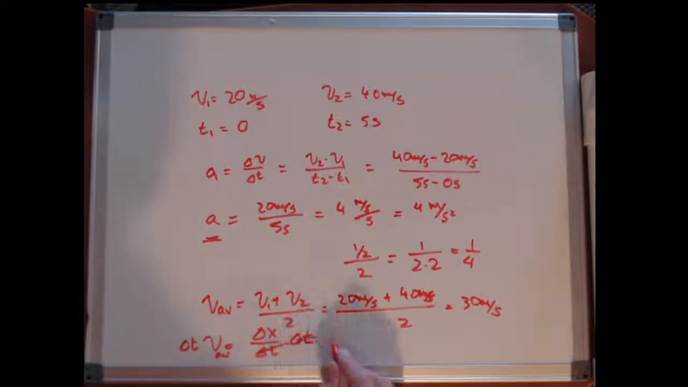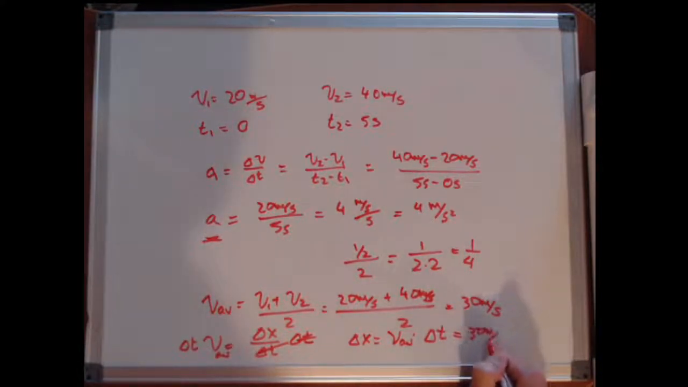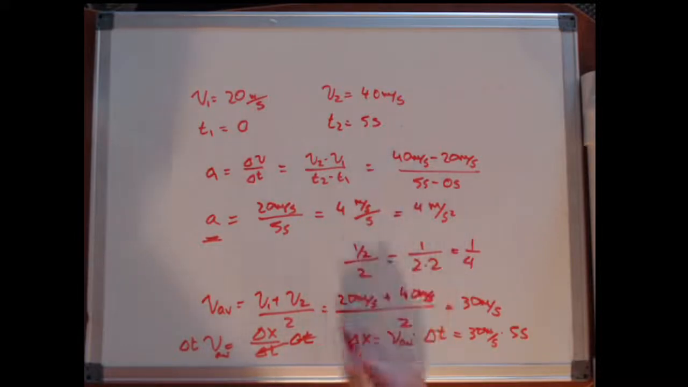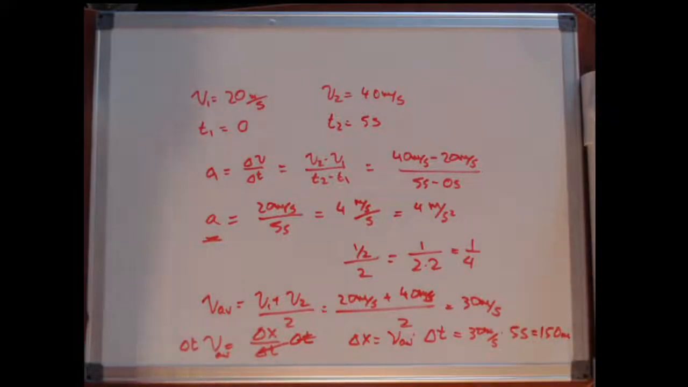And then these two cancel, and I get delta x is equal to v average times delta t. That's 30 meters per second times 5 seconds, right? That's what my delta t is. T2 minus T1 is 5 seconds. And so that's 150 meters. Did I get that on the screen? I think I did. And so the change in position for the car, the length of the on-ramp, is 150 meters.